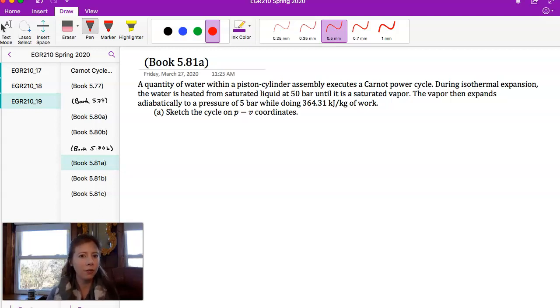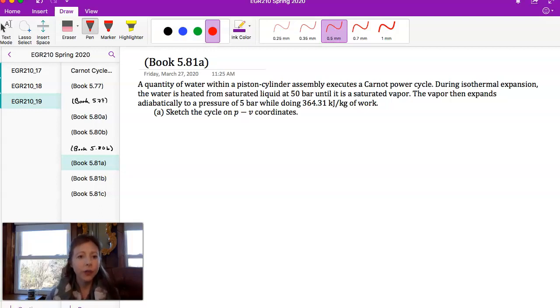A quantity of water within a piston cylinder assembly executes a Carnot power cycle. During isothermal expansion, the water is heated from saturated liquid at 50 bar until it is a saturated vapor. The vapor then expands adiabatically to a pressure of 5 bar while doing 364.31 kilojoules per kilogram of work.